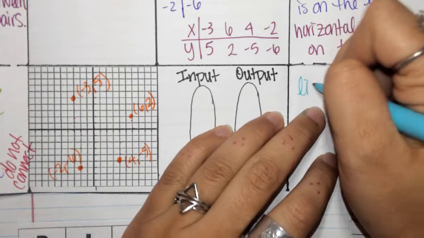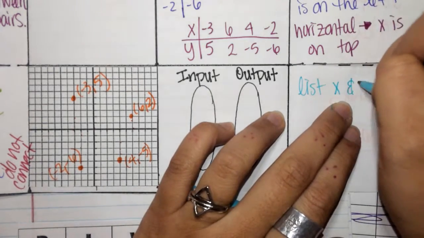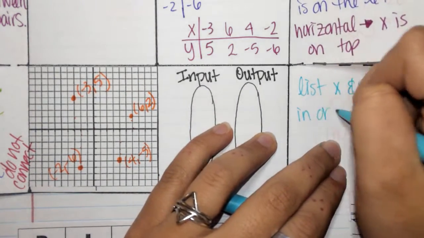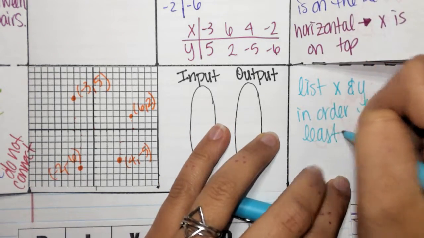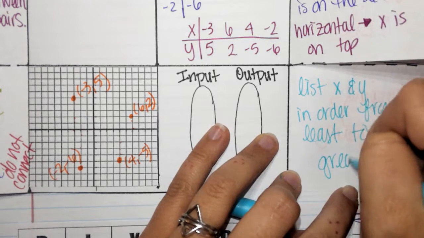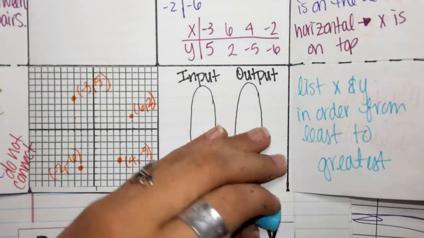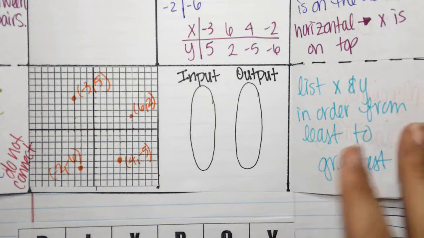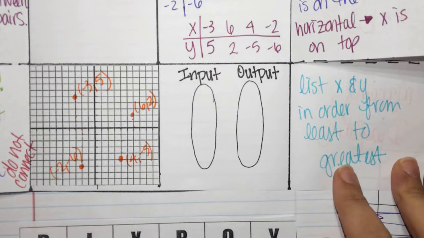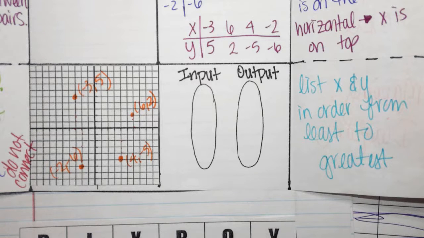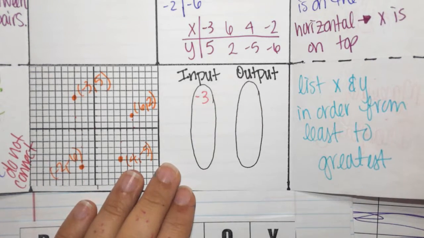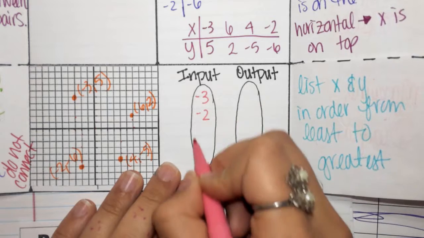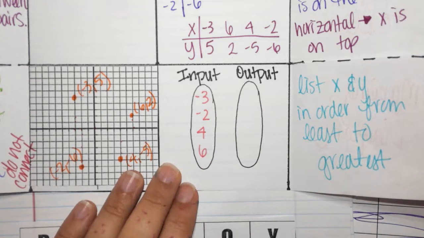Alright, so you list your X and Y in order from least to greatest. This time the order doesn't matter because we're going to do something fancy with this. List X and Y in order from least to greatest. So what's our smallest X? -3. And what's the next smallest? -2. And then? 4. And then? 6. Good. Take a point.